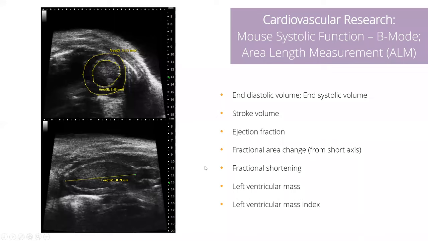From that, the system then calculates many different measurements of systolic function, as well as the LV mass measurements. We can get diastolic volume, so we can look at dilation of the ventricle and heart failure, for example, as well as stroke volume, ejection fraction, fractional area change, and fractional shortening. These are the ones typically published. And then there are measurements of LV mass and the mass index.